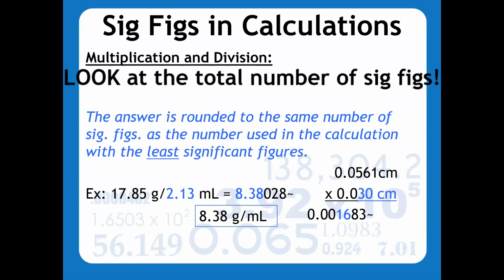Notice also how it's grams over milliliters because you're dividing, right? Grams over milliliters does not divide out, so you want to make sure that you take them along for the ride when you write your units.